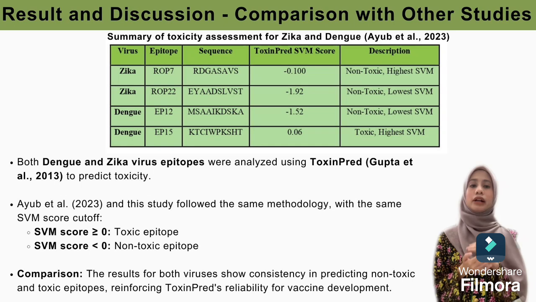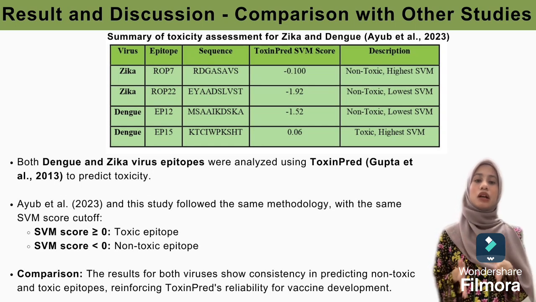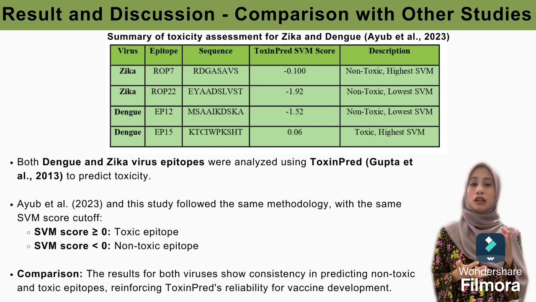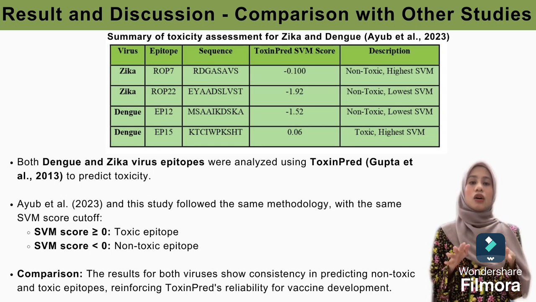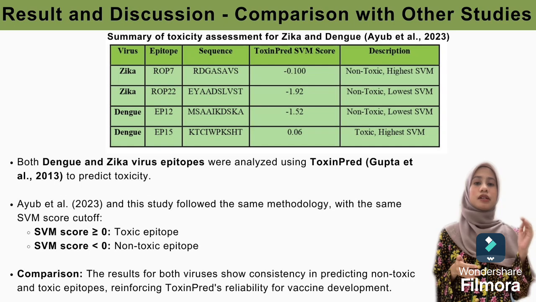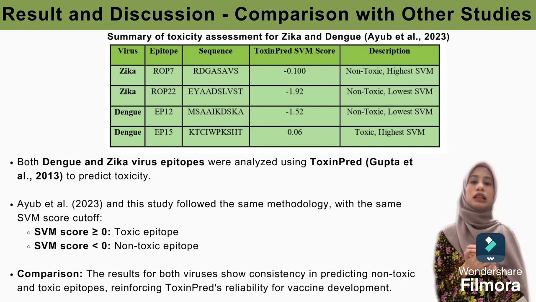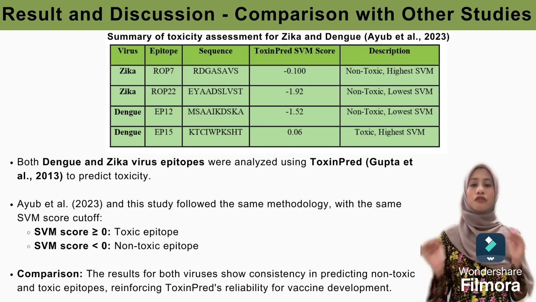So now let's compare this study with others to highlight TOXICITY effectiveness. IOP in 2023 used TOXICITY for Zika virus epitopes with the same cutoff, showing non-toxic ones like ROP7 and ROP22 in negative values, similar to EP12 for dengue. EP15 was toxic, which is shown by a 0.06 score exceeding the cutoff, highlighting TOXICITY's effectiveness in predicting toxic and non-toxic epitopes for both viruses.